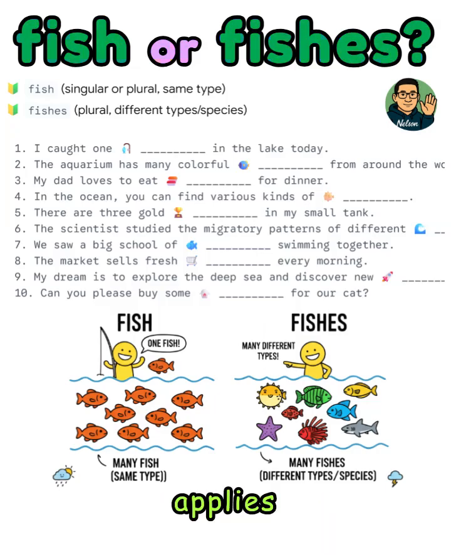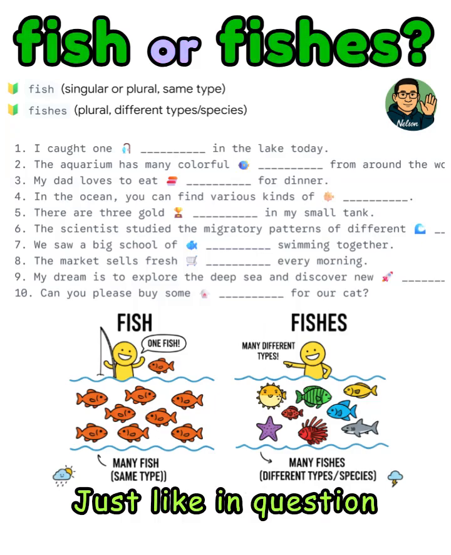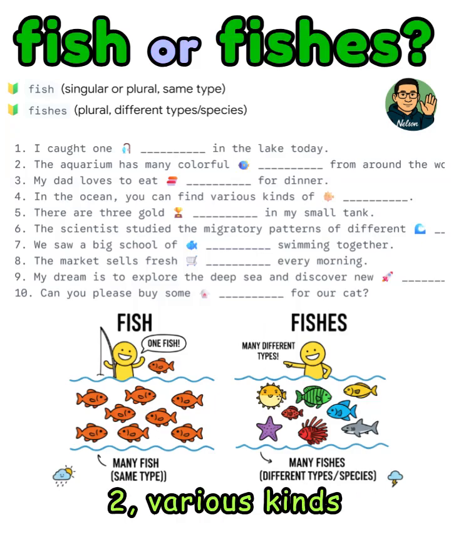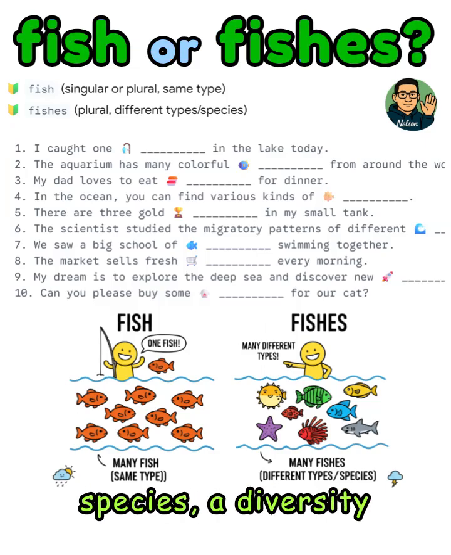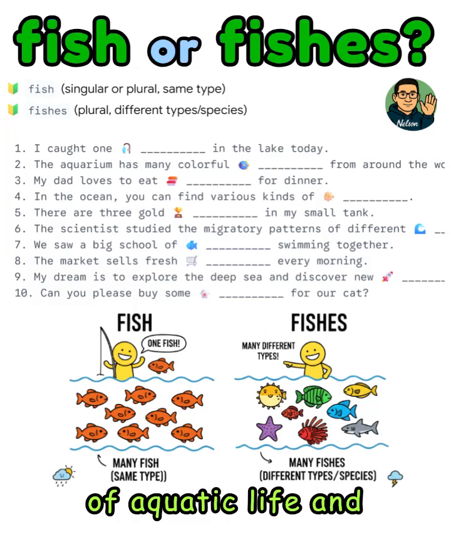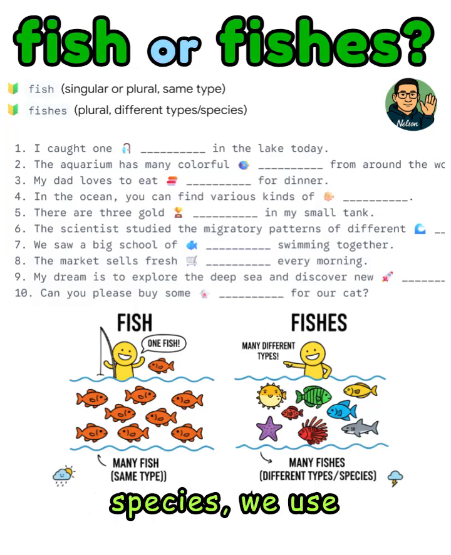Number four, in the ocean, you can find various kinds of blank. The key phrase here is various kinds. Just like in question 2, various kinds tells us we are looking at different species, a diversity of aquatic life, and for different species we use fishes. So in the ocean you can find various kinds of fishes.